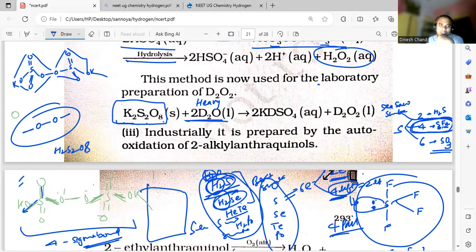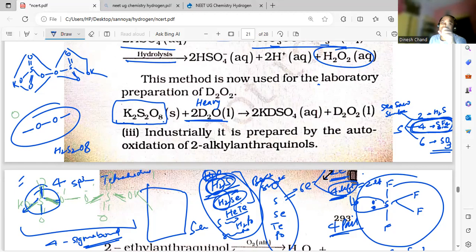So here will be 1 sigma. Here will be 1 sigma. Here will be 1 sigma. Here will be 1 sigma. So total sigma bond is how many? 4. 4 pair means what? sp3. Sir, in each half there is 4, but sir, overall there is 4, 4, 8 and 9.